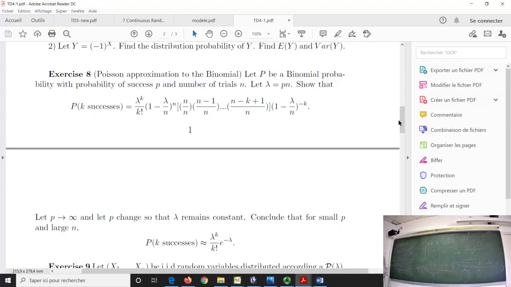Okay? So, if I translate my statement, it means what is the limit of this one when n goes to plus infinity? Because in this expression I don't have p. My lambda is fixed, so I won't change it, and my n goes to plus infinity. So my question here is just what happens to this expression when n goes to plus infinity, and the objective is to obtain the general term of a Poisson distribution.